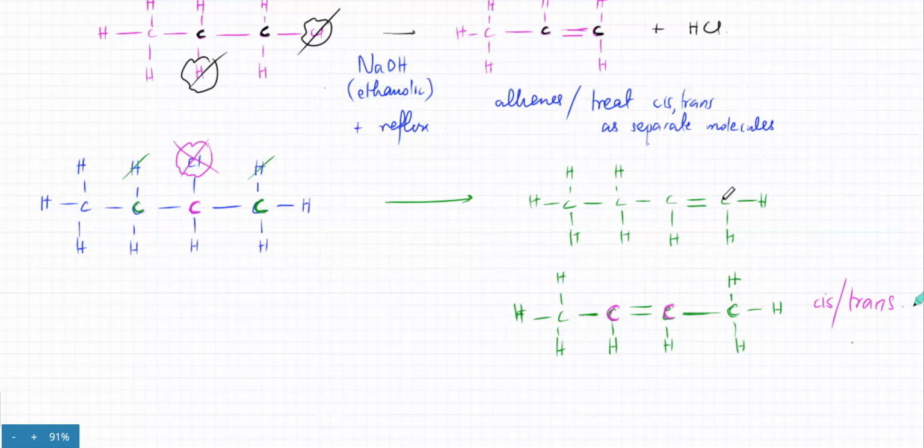This wouldn't form cis trans because for cis trans, the double bonded carbon atoms should each have 2 different groups. So over here they have the same group. So this one would not form cis and trans. This one will form cis and trans.